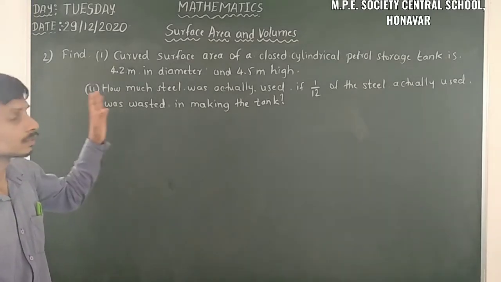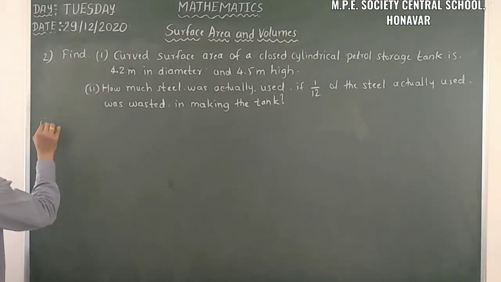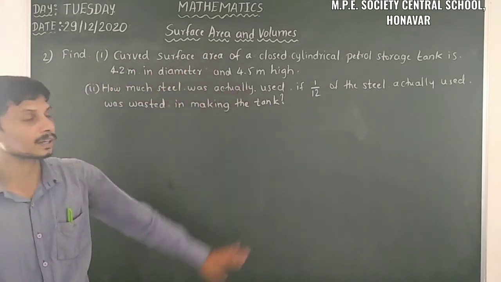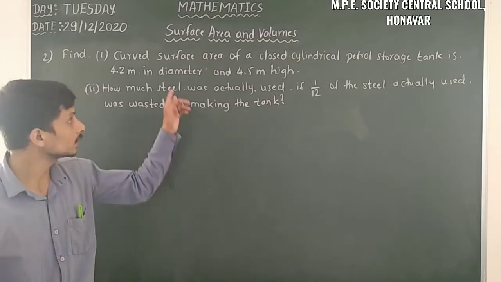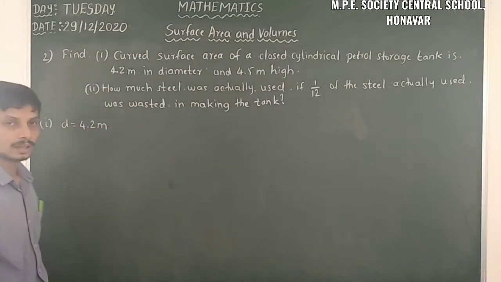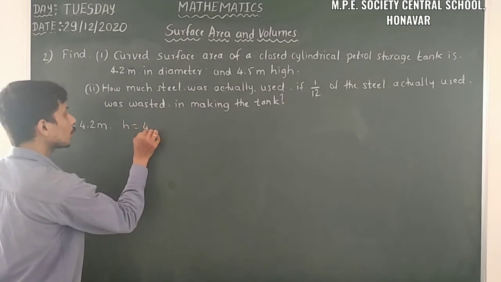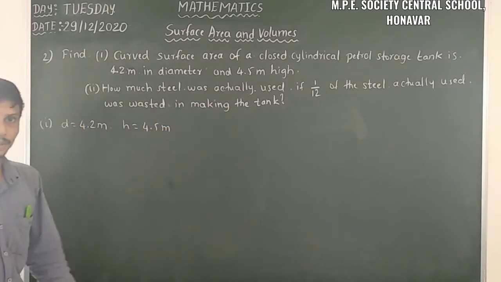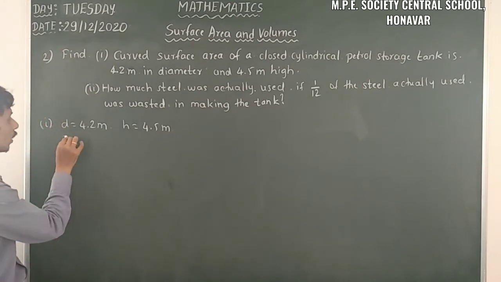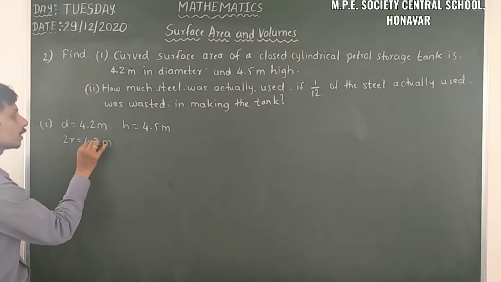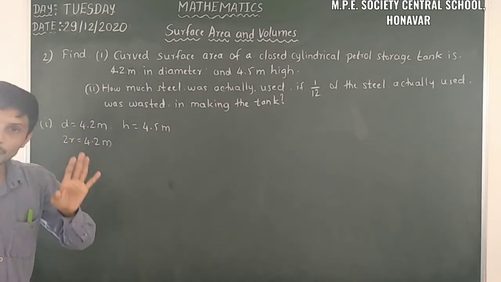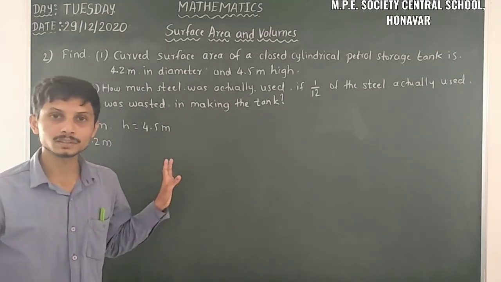Yes, so we have to take one by one. Firstly I will take the first part: find the curved surface area of a closed cylindrical petrol storage tank. Here it is given that D is equal to 4.2 meter and the height H is equal to 4.5 meter. Using the formula we can find it easily. Diameter is equal to 2r, so 2r is equal to 4.2 meter. No need of finding the radius; in the formula we have 2r, so just insert it.